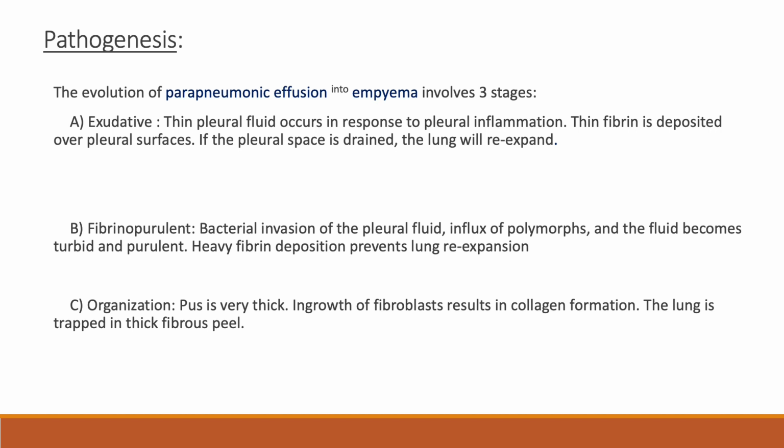When it is more progressed, if we pass this stage, the fibrinopurulent stage will come. There will be bacterial inoculation and invasion of this collection, and an influx of polymorphs, and the fluid will become thicker, more turbid and more purulent, with heavy fibrin deposition preventing the lung from re-expansion. Later on, if this is neglected, there will be an organization stage when the pus becomes very thick, forming a thick pleural peel, and this peel will trap the lung, preventing re-expansion, because now there's collagen deposition.